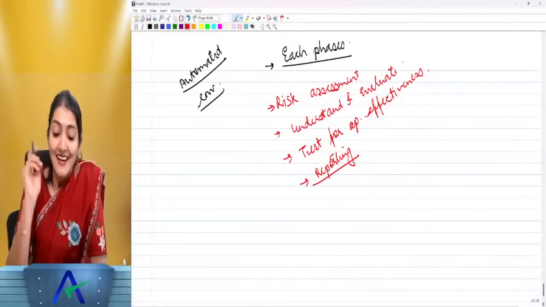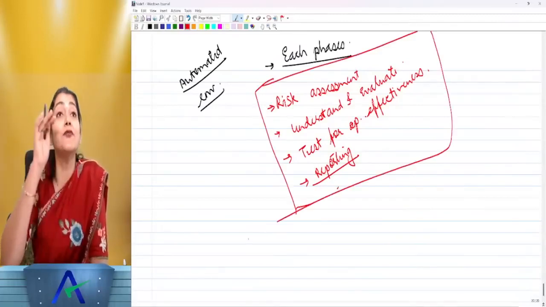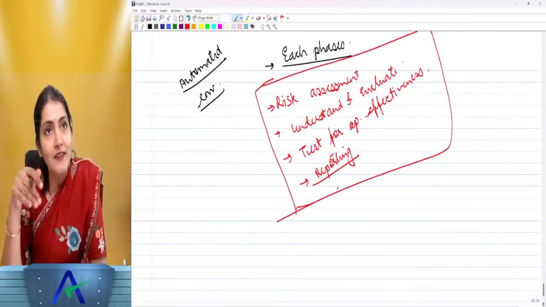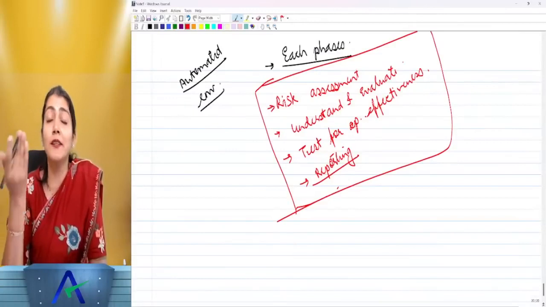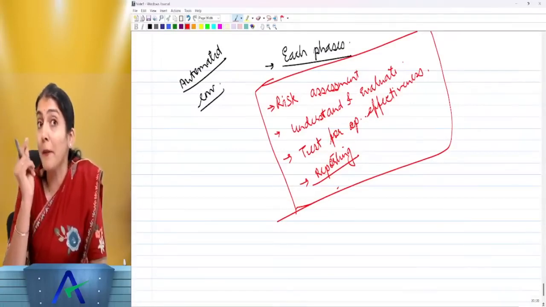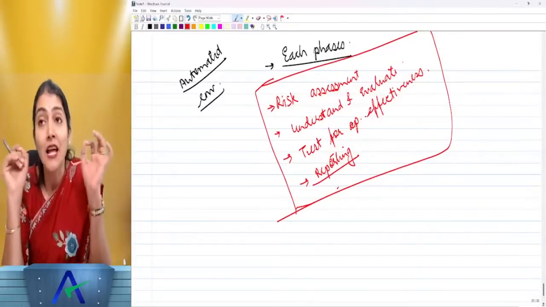Okay. Anyways, that's regarding the consideration of automated environment at each phase of the audit cycle. Are you understanding that? Did you know this? It's not that you don't know it. इतना मर मर के पढ़ रहे हो, सब पता है तुम्हें. You know everything, but only the file opening has to happen correctly. Are you getting that, everyone?